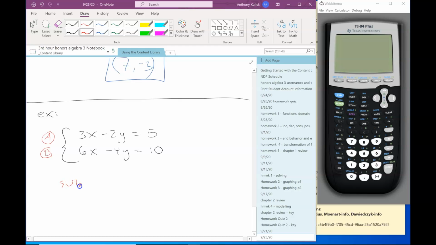So let's do substitution first. And then we'll also do this using elimination.